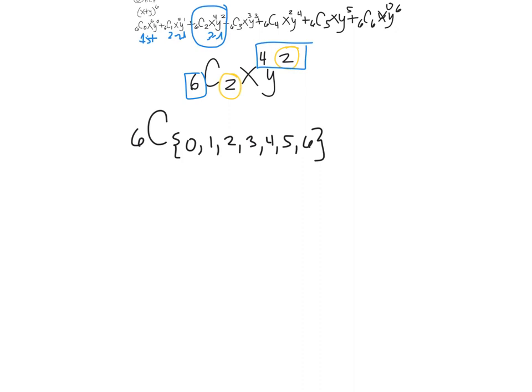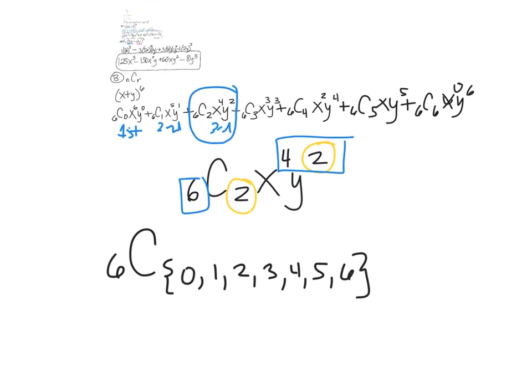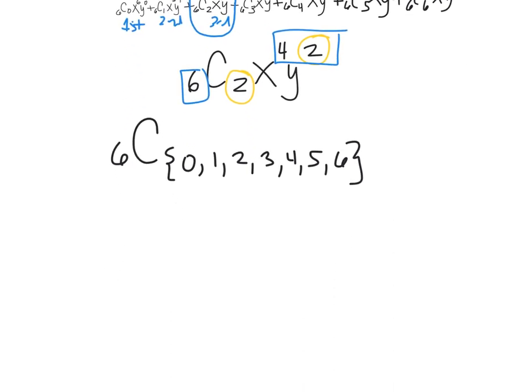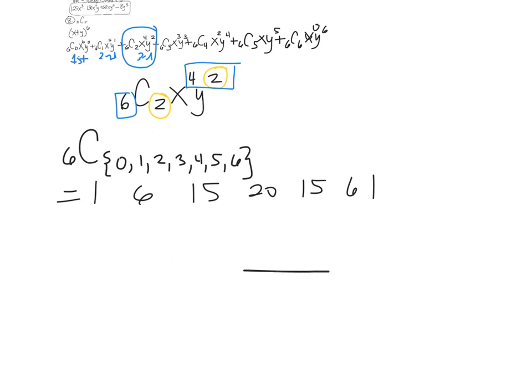Does that have anything to do with the 6C5 that you wrote up there? Yes. It's exactly that. What I just did was I found all of those. So when I do this and I hit enter, you get 1, 6, 15, 20, 15, 6, and 1. Those all match 6C0, 6C1, they all match that up. Or you can use Pascal's triangle too.